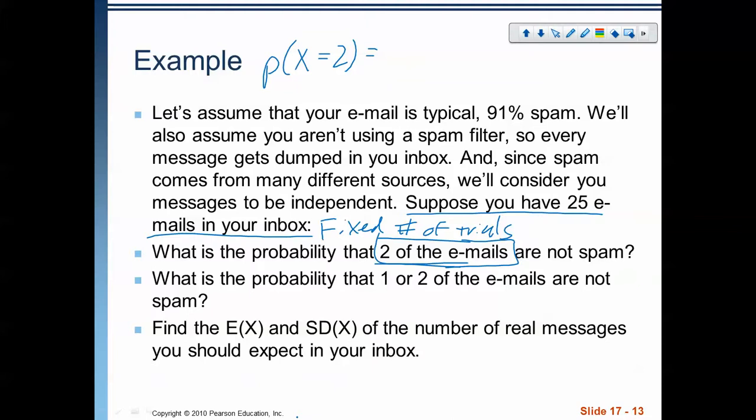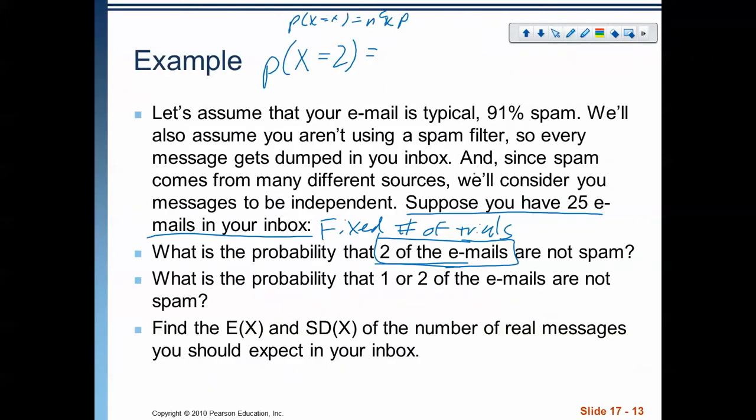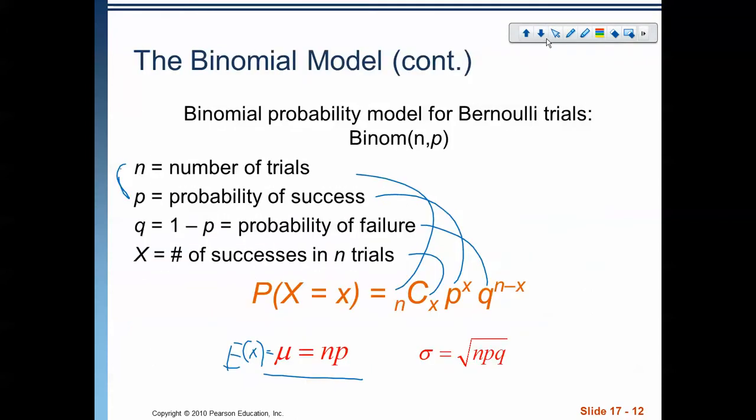All right, so let's fill out our formula. Remember, the formula is P of big X equals little x equals n choose x of P to the x, just so I don't mess it up. Right, remember, you don't need to memorize it. Times q to the n minus x, right? N minus x.